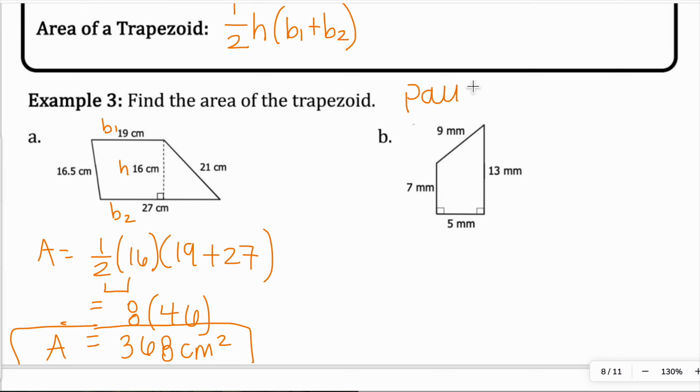Okay, let's see if you can try letter B on your own. So go ahead and try B, pause the video here, and when you're done, click play to see if you got it right.